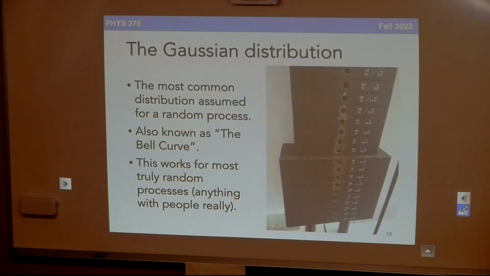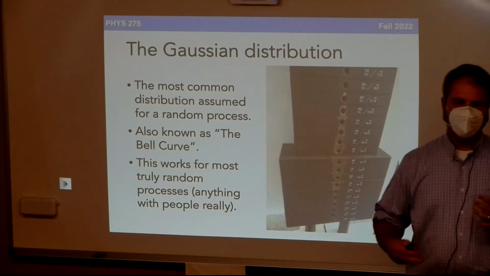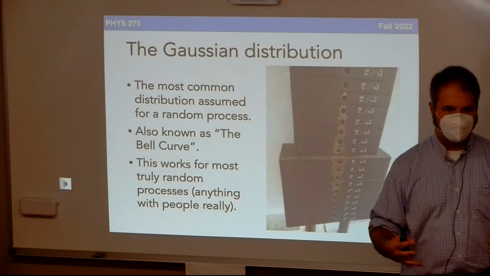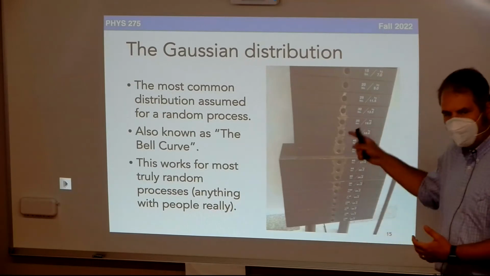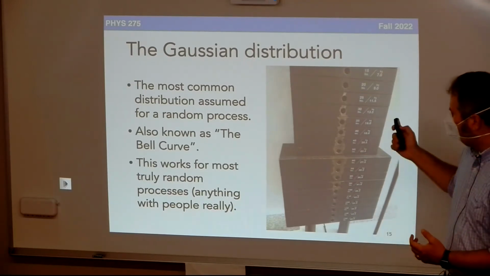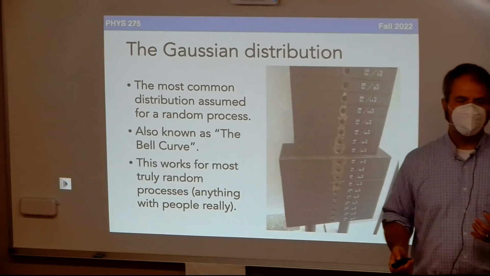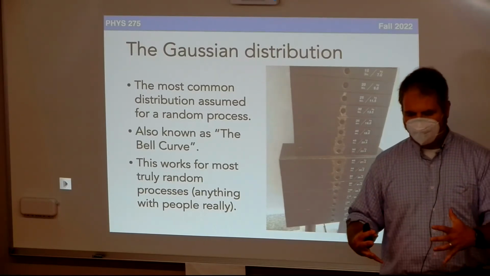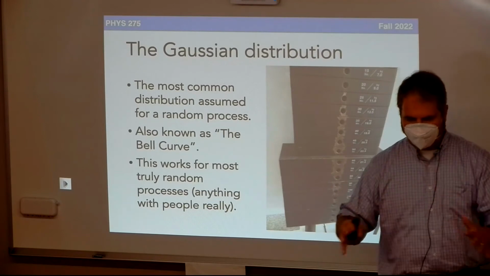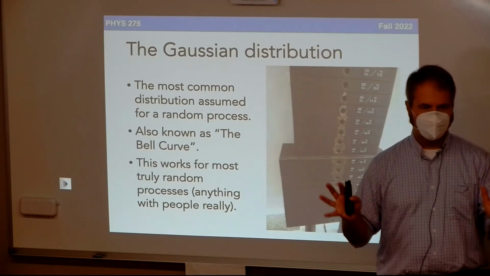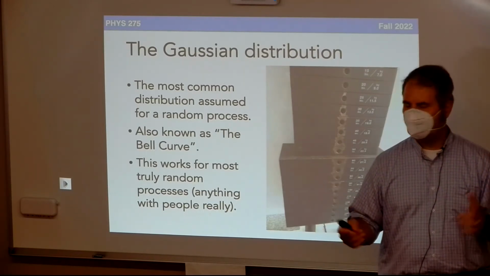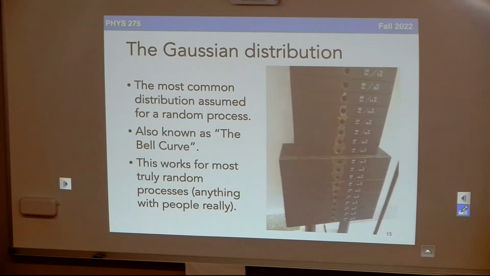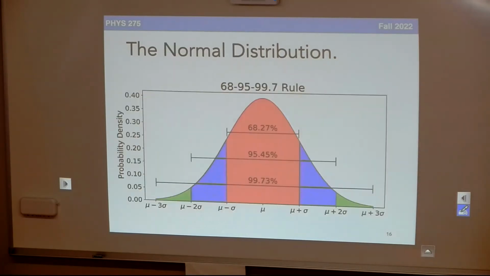So we have the Gaussian distribution. This is the most common distribution assumed for a random process, the bell curve. So this is what we use for uncertainties. If it's a random process, the random scattershot noise, it should follow a Gaussian distribution. So if you look at your own data and you subtract the model, what you're left with looks like a Gaussian distribution, you're good. That looks like that was a good assumption then. So anything random, including people.